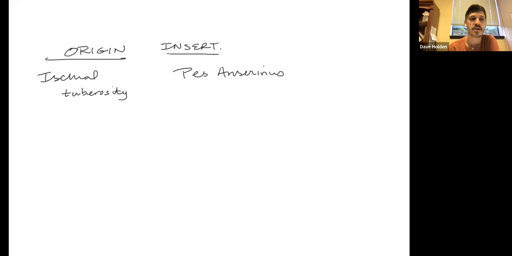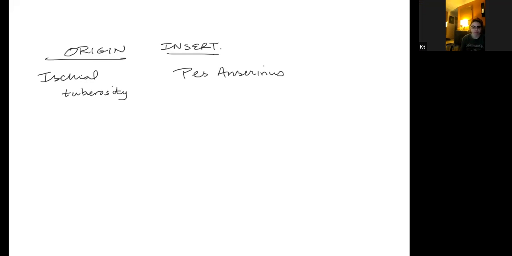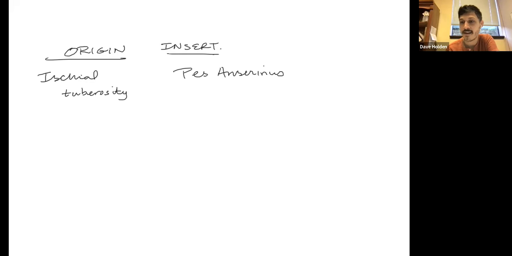I'm thinking of another muscle whose origin is the ischial tuberosity, and insertion is pes anserinus. Katie? Semitendinosus. Semitendinosus. Awesome. All right, then I'm thinking of another muscle.